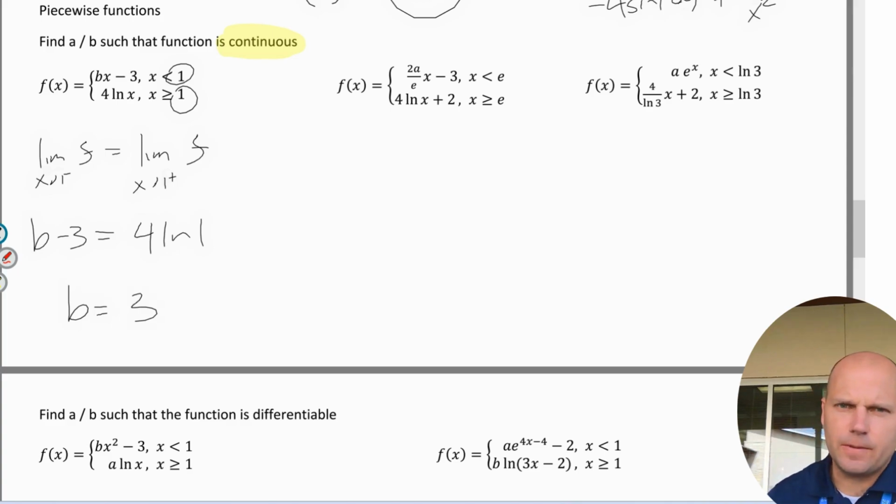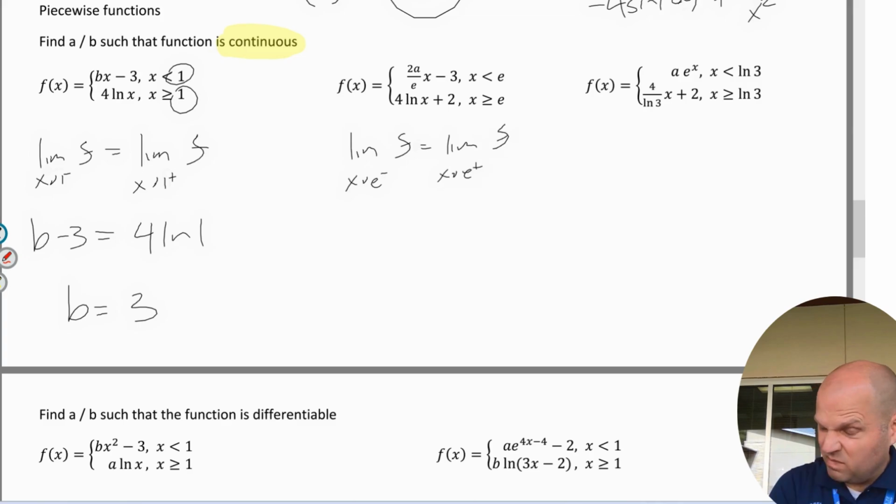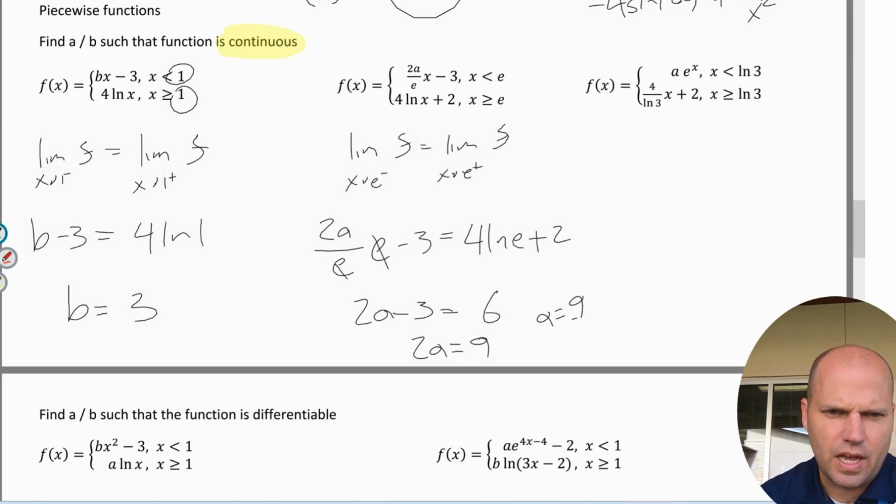Because you know the natural log of 1 is 0. Same thing here. I get 2a over e times e minus 3 equals 4 log e plus 2. These e's cancel, giving me 2a minus 3. This is 6. 2a equals 9. A equals 9 halves.